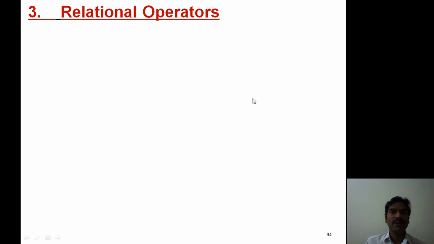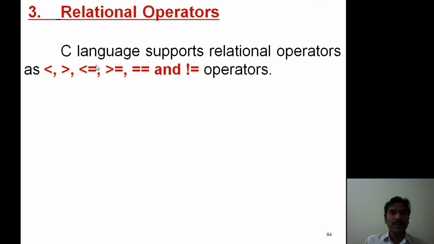Hello students, today's session starts with the remaining operators. Third one, relational operators. The C language supports 6 relational operators such as less than, greater than, less than or equal to, greater than or equal to and not equal to. Now these 6 operators are known as relational operators.